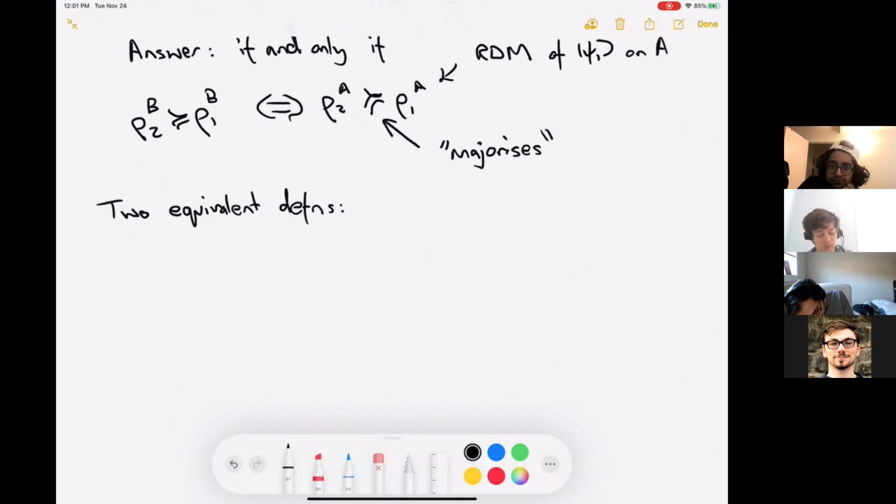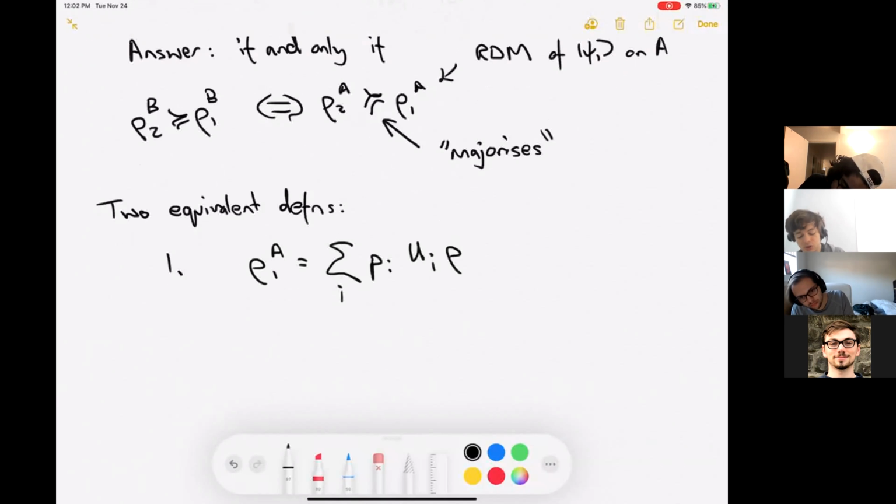The first is that it means that row 1 can be written as a classical mixture of row 2 conjugated by unitaries. Okay, so we take row 2, we conjugate it by a unitary, and then we take a weighted sum over different choices of what unitary to conjugate by.